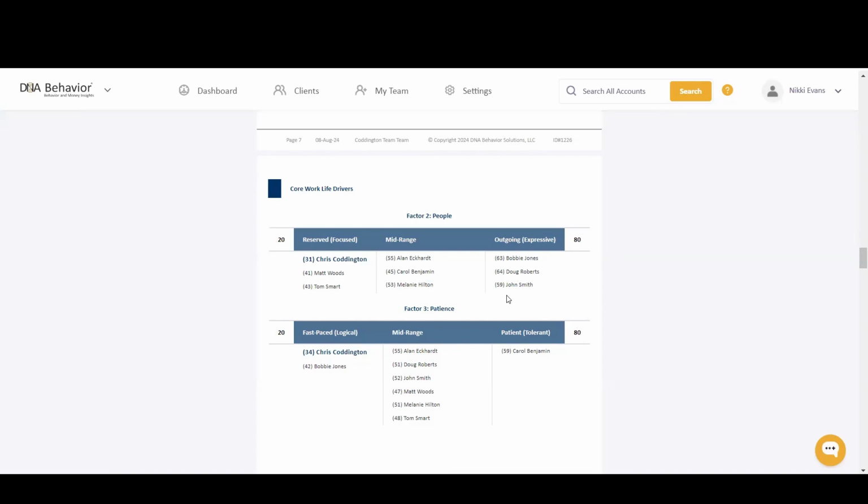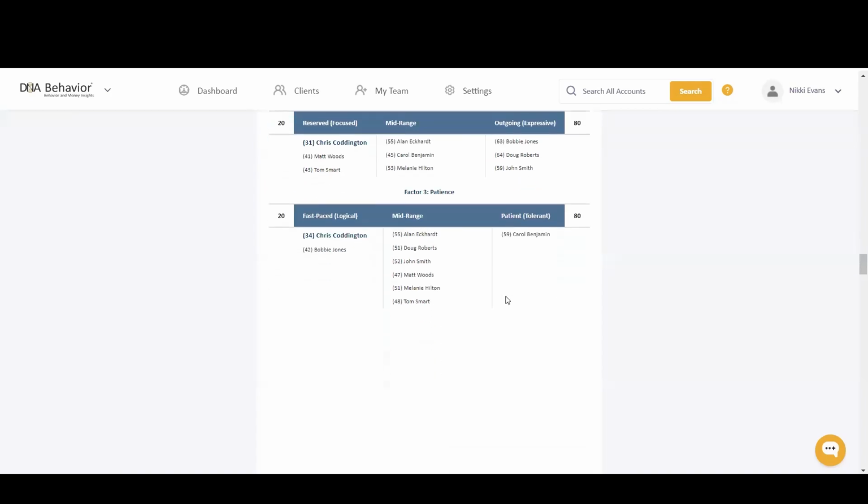With patience though, you've got Chris and Bobby who are very fast-paced, Chris extremely fast-paced, where you've got Carol who's very patient and tolerant, and everybody else is kind of in the mid-range there. People high fast-paced tend to come to decisions quickly. They tend to speak and think very quickly. They can connect dots of what seem like somewhat unrelated or vaguely related ideas, where people that are high patient prefer to go through each individual thing one at a time and make sure that they truly understand.